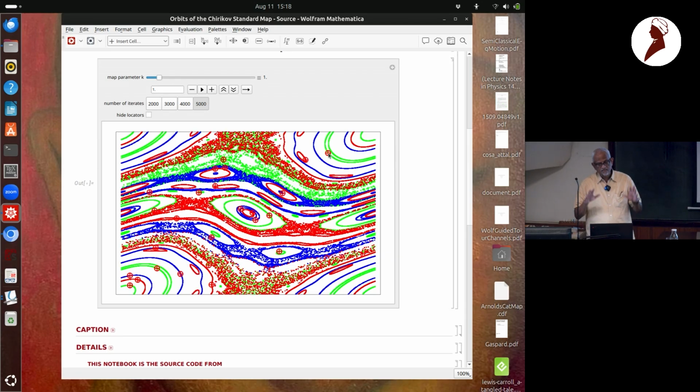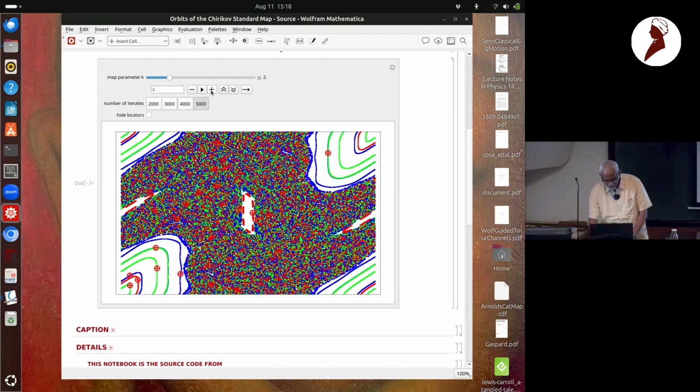So this is a typical mixed phase space. You have regular orbits which are stable, Lyapunov exponent 0. You'll have unstable orbits with positive Lyapunov exponents, and they will be mixed in a rather intricate way. Okay, so let me step it up.